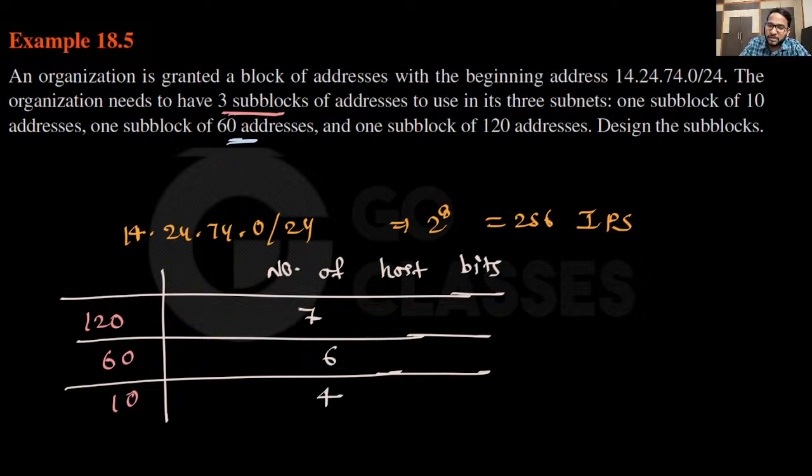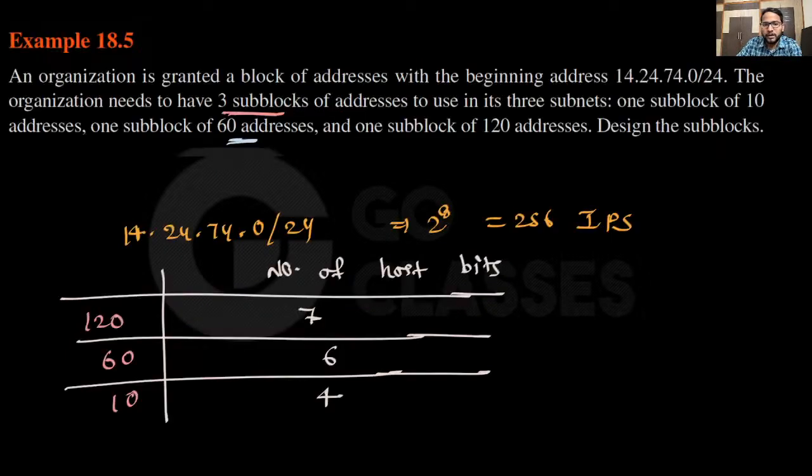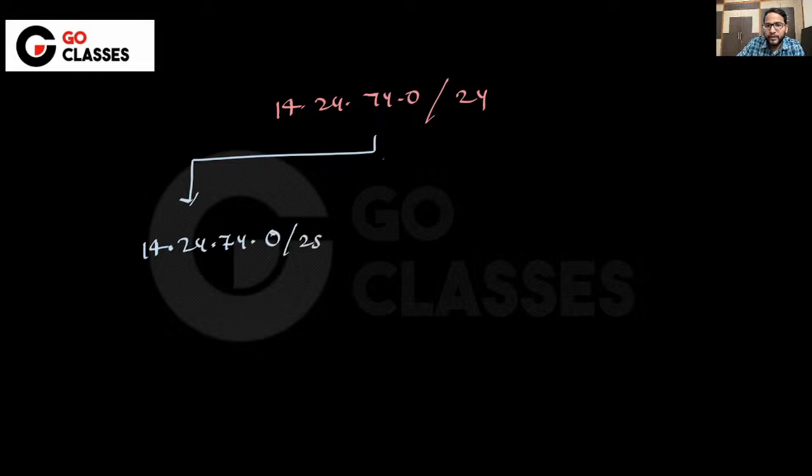So you need 7 host bits here, and you have 8 host bits with you, which means you will divide it further for just one part. You will say this is 14.24.74.0, which you divide, and that is /24. Since you just need 7 bits here, one of the bits you will take for the subnet, which means it is already 0 /25, and then the remaining is something like this.